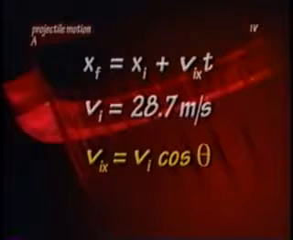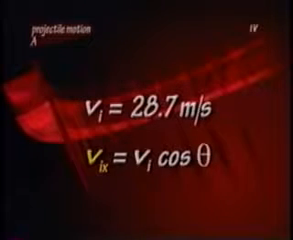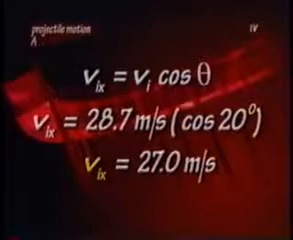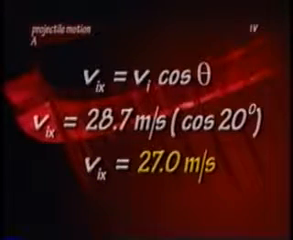So, we can find out the initial velocity in the x direction by using the formula for the initial x component for velocity, v sub ix equals v sub I times the cosine of theta. So, v sub ix equals 28.7 meters per second times the cosine of 20 degrees. And you get that the initial velocity in the x direction is 27.0 meters per second.